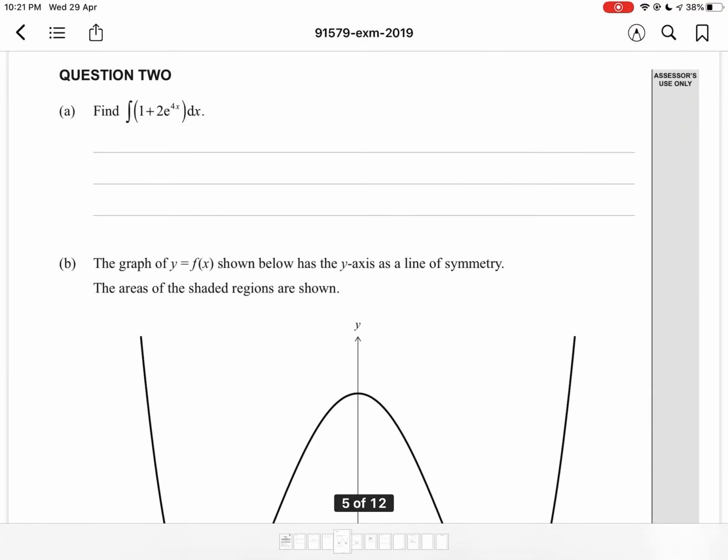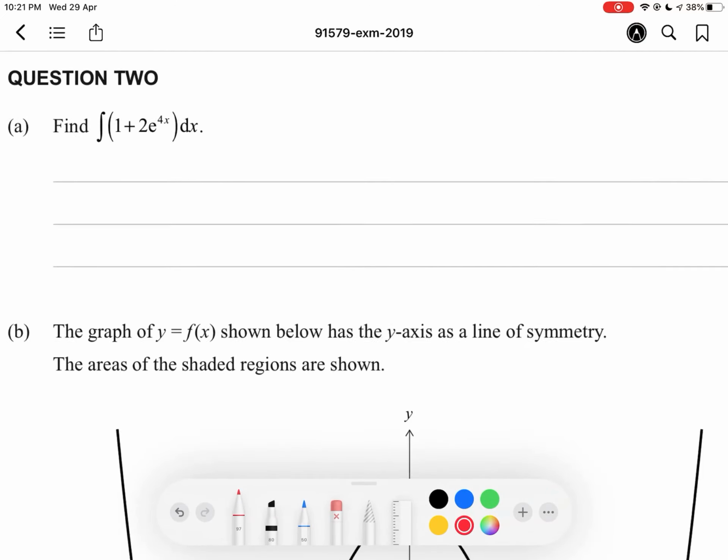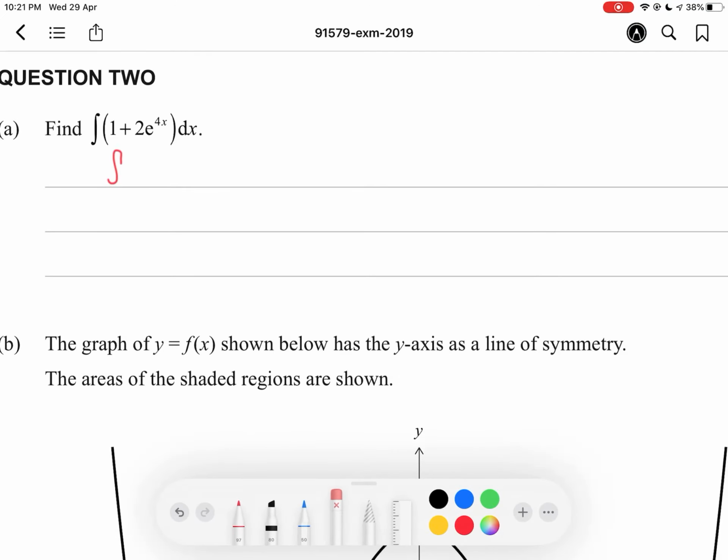Alright, so moving on to the next question. Find the integral of 1 plus 2e to the power 4x dx.